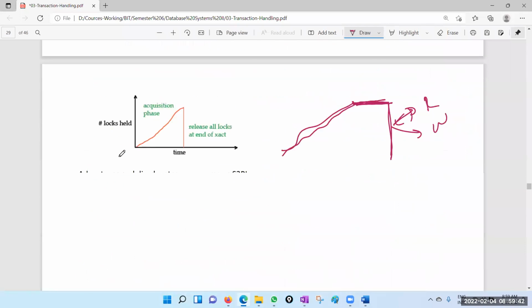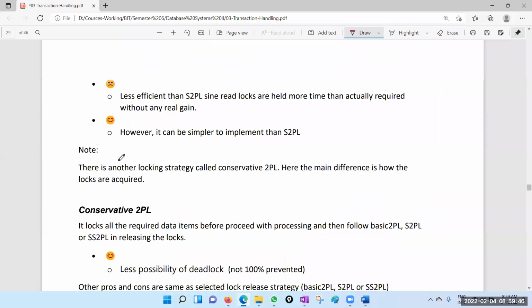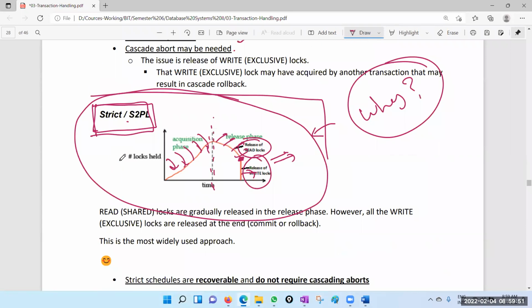Okay. Excuse me, sir. Yes. When S2PL, how can someone acquire the write lock until we release the write lock? No, we may be having only the read lock.